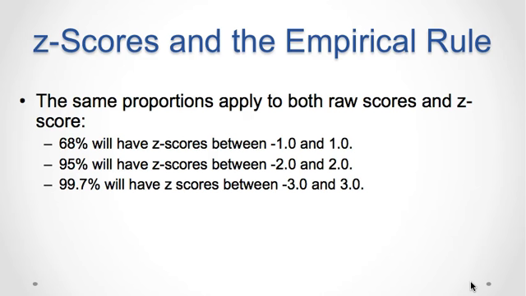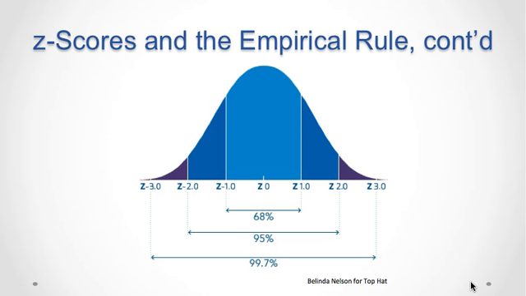So how is the empirical rule related to z-scores? Well, approximately 68% of the data will have z-scores between -1 and +1. Approximately 95% of the data will have z-scores between -2 and +2. And approximately 99.7% of the data will have z-scores between -3 and +3. Here is a graphical representation of z-scores and the empirical rule.